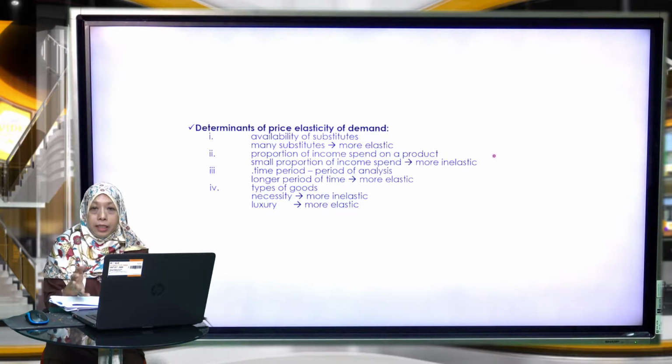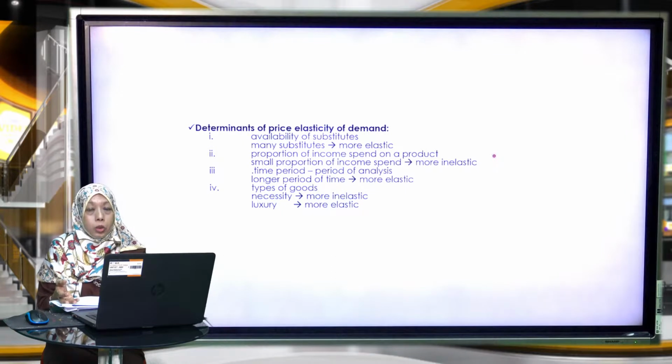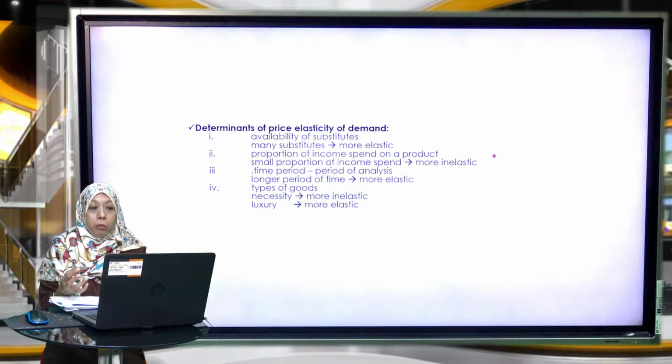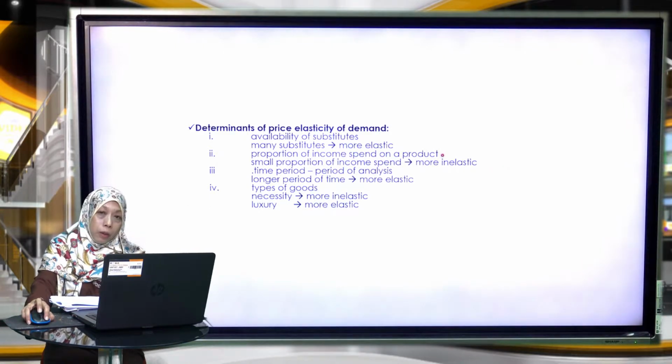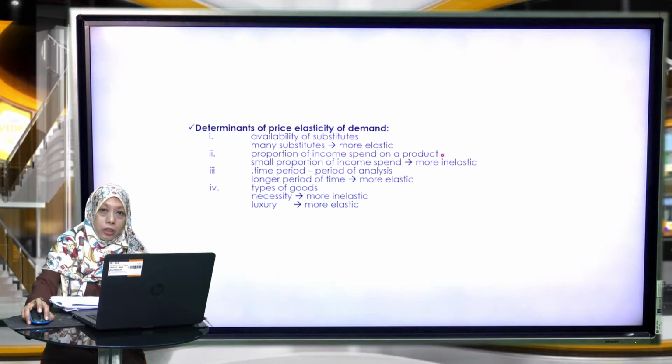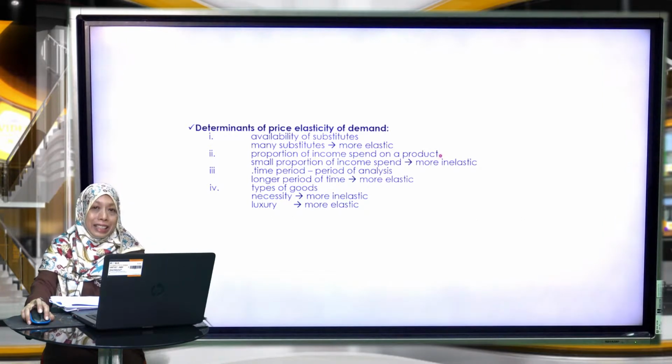Suddenly, let's say the price of salt increases to $1. Would you be concerned about the price increase? I bet you wouldn't be concerned that much, isn't it? Because $1 of your 3,000 income wouldn't affect you that much. So since you are using only a small portion of income to spend on salt, your demand for salt tends to be inelastic.